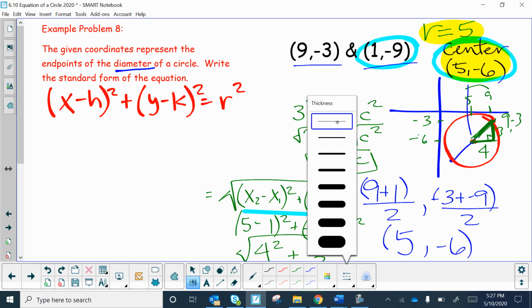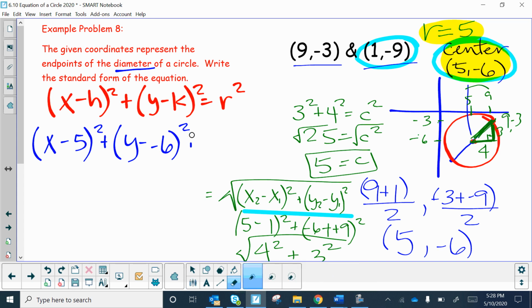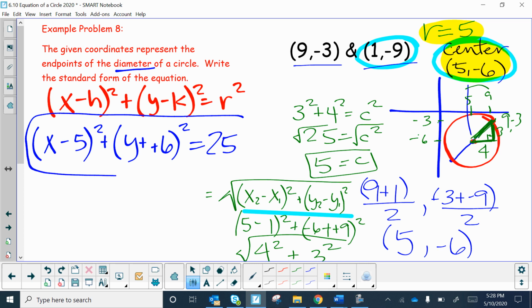So I have x minus h, which is 5 squared, plus y minus k, which is -6 squared. Oops, not plus. I don't know why I put plus. Equals 5 squared, which is 25. Don't forget to turn those to a plus. And there's my equation when I'm given the endpoints of a diameter. And that is it.